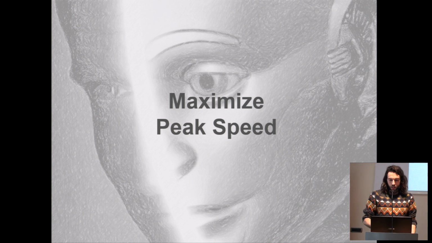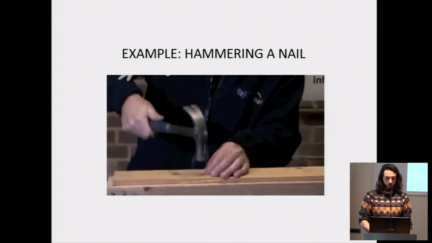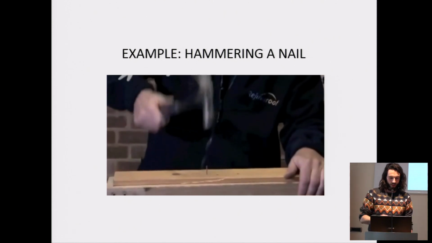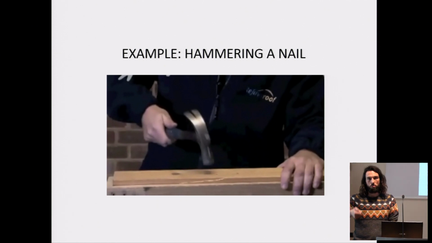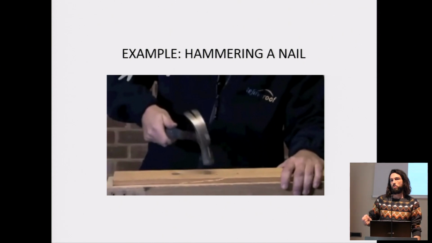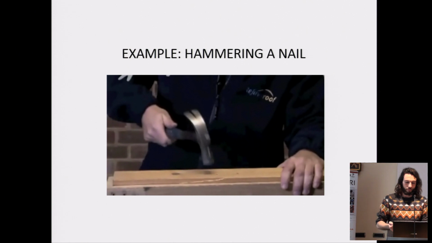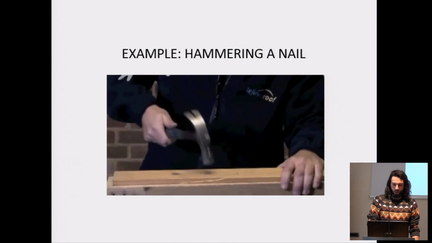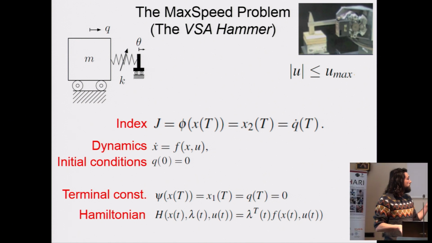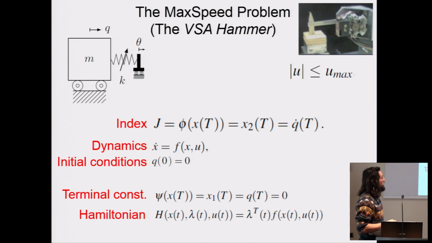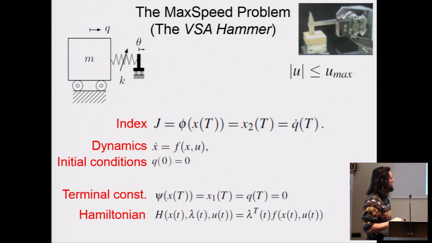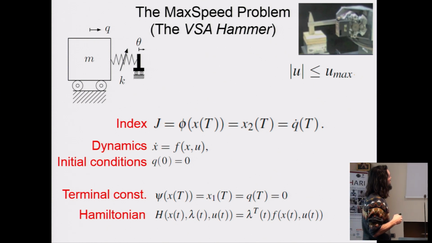So let's start with the max speed problem. The objective, the goal, is to maximize the effect of an impact, like, for example, when we want to hammer in a nail or we want to hit something. We translated the problem from a mathematical point of view into the problem of maximizing the speed, here named Q dot, of the link side of the actuator.